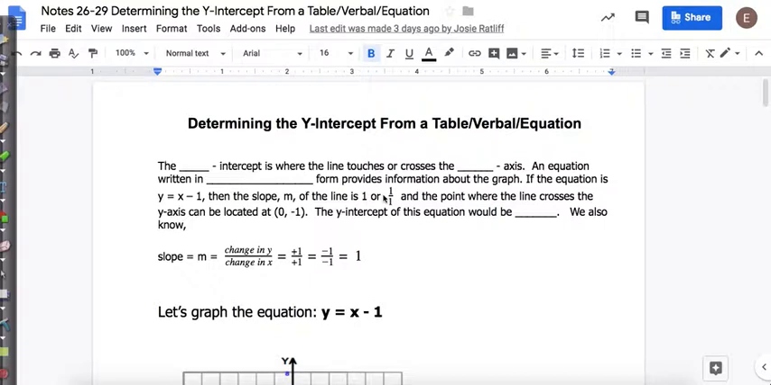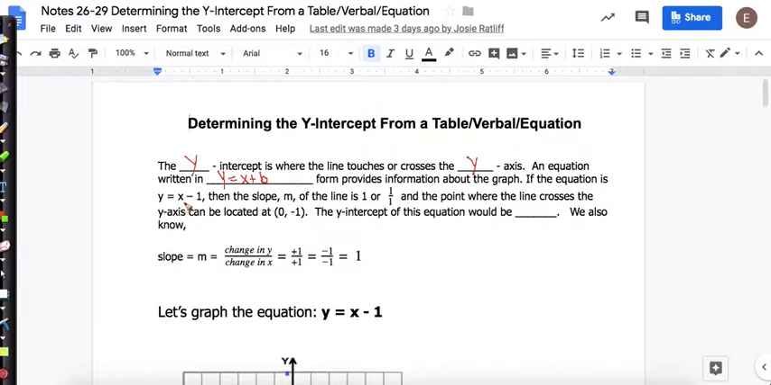So the y-intercept is where the line touches or crosses what axis? The y-axis. An equation written in y equals mx plus b form provides information about the graph.